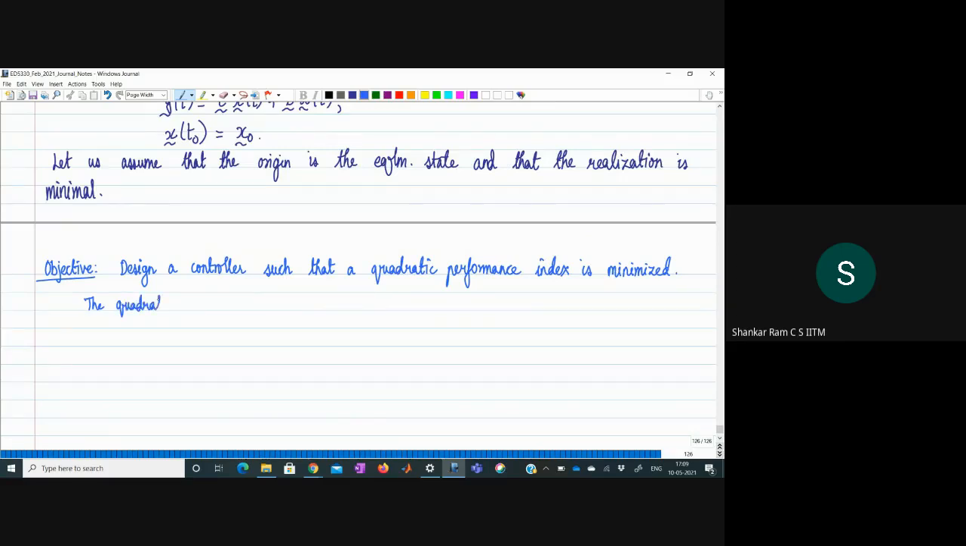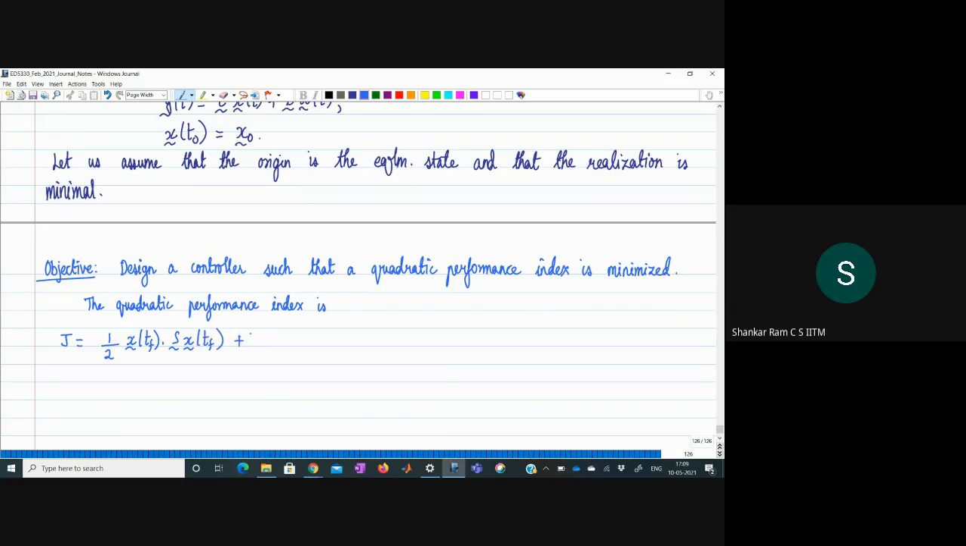So what is this quadratic performance index? Let me write it down, and then we will discuss each term. The quadratic performance index which is chosen is given by this. It is indicated as J. It is 1/2 of x(tf) dotted with some matrix S times x(tf). I will explain each term.